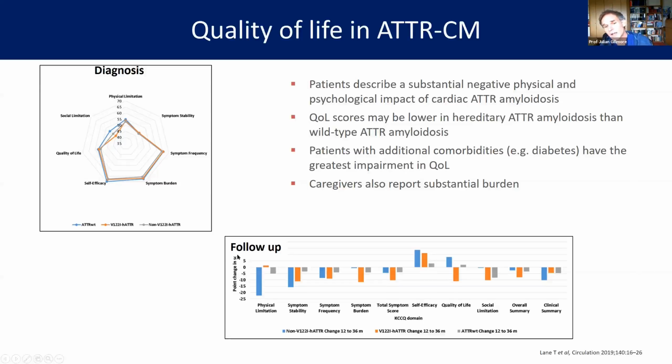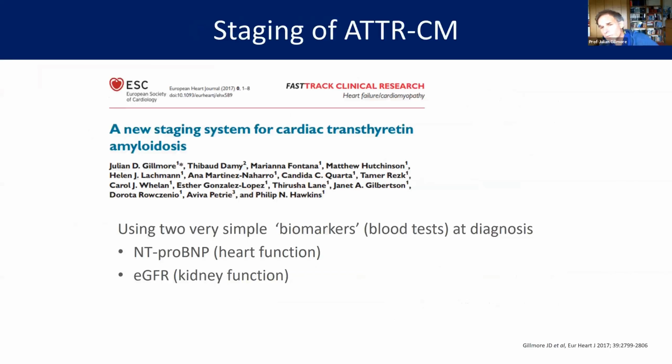And this is just data showing that at follow-up, as Mary alluded to, without treatment, cardiac ATTR amyloidosis is a progressive condition which gets progressively worse. Once we do make the diagnosis, we can now stage the disease very easily using two simple blood tests, essentially. And on the basis of those blood tests, we can stage cardiac ATTR amyloidosis into stage 1, 2, and 3. And that allows us to give an estimate on prognosis and an estimate on the likely progression of this condition.